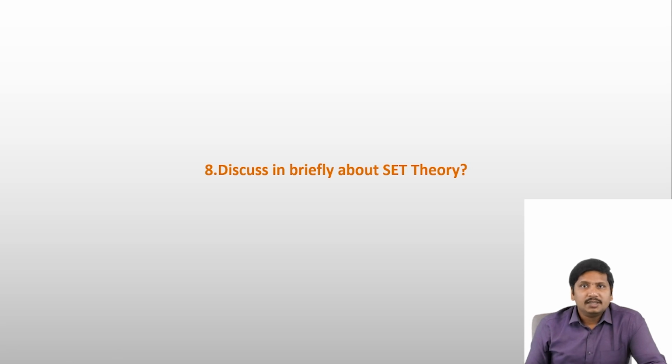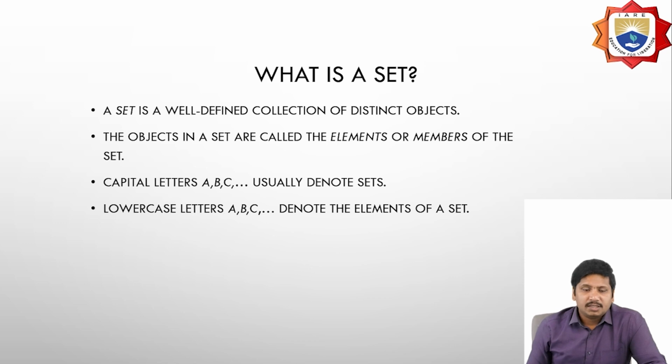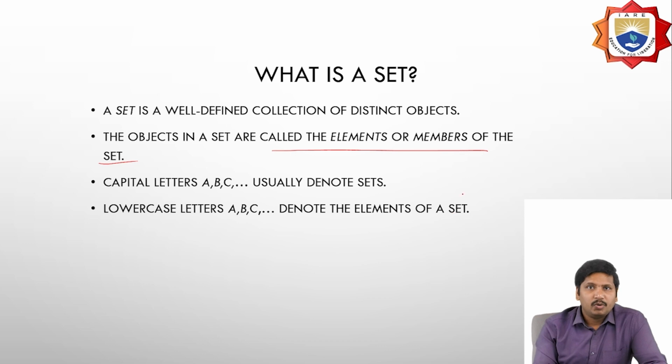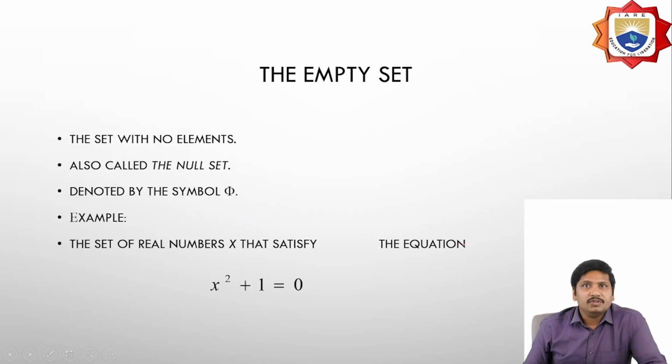And next, let's discuss briefly the set theory. So what is a set? A set is a well-defined collection of distinct objects, and the objects in the set are called the elements or members of the set. Normally we use capital letters to denote the set and lowercase letters to denote the elements of the set.